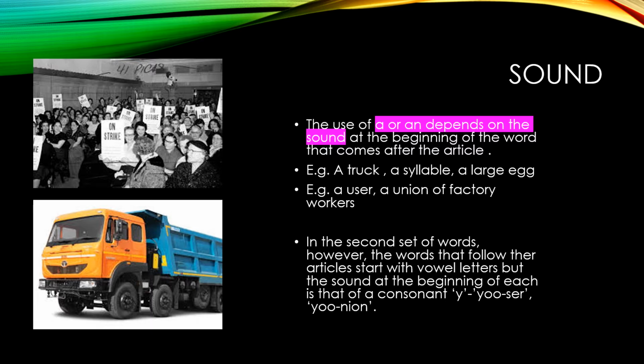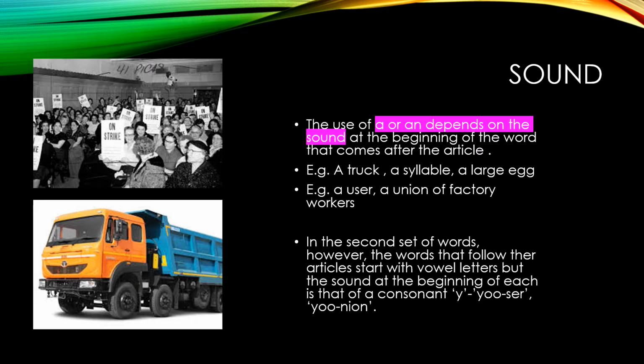We use a and an depending on the sound at the beginning of the word that comes after the article. For example, a truck. We use a before a consonant sound. A syllable, a large egg, a user, a union of factory workers. Now you must be thinking, why are we using a before user, though user starts with a vowel?